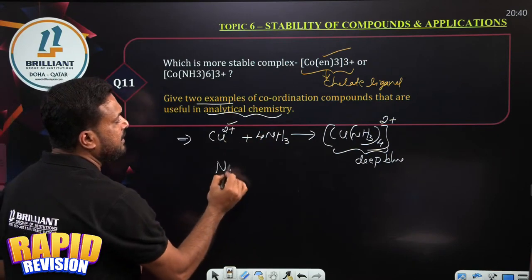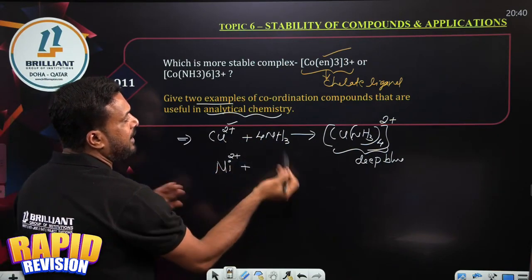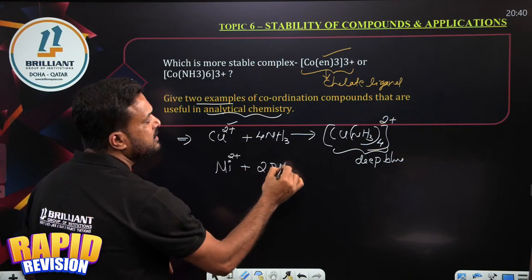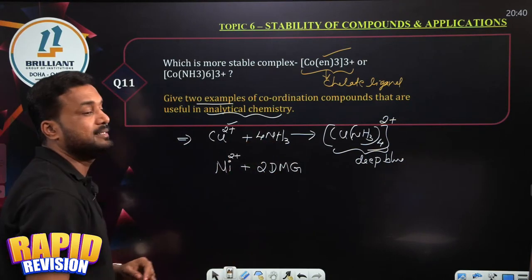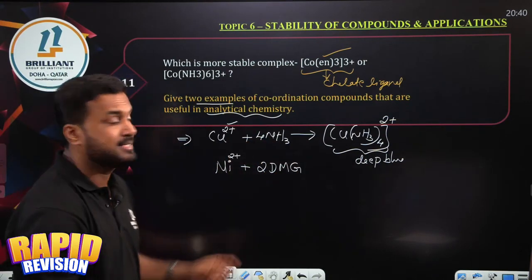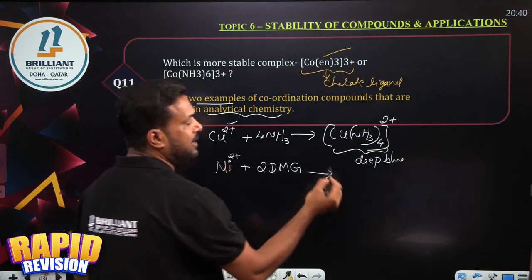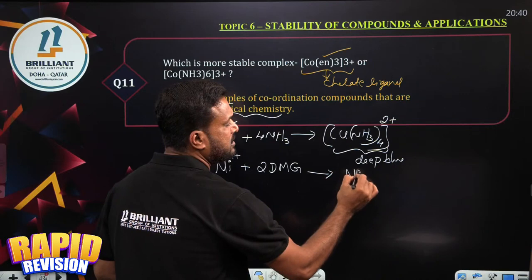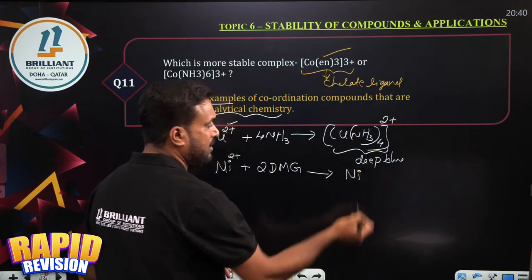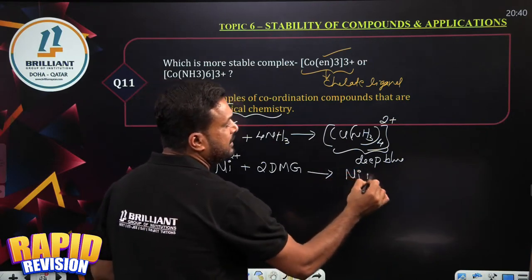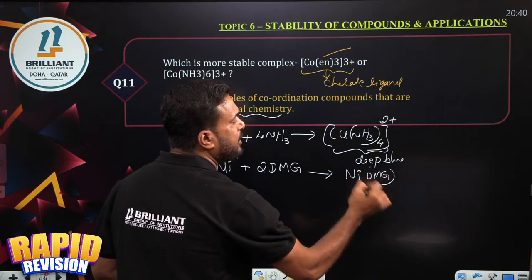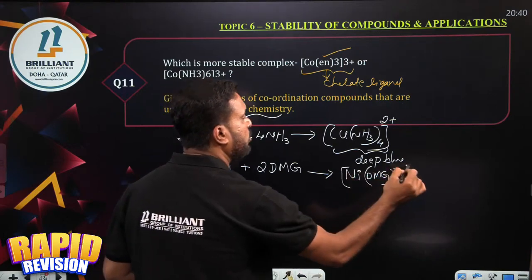Second one, I'll write nickel. Ni2+ can be identified by DMG. It is there in the textbook. Dimethyl glyoxime is a didentate ligand. When it is added to nickel ion, this test is not there in the lab. So Ni with DMG, you can write dimethyl glyoxime twice, complex compound [Ni(DMG)2].